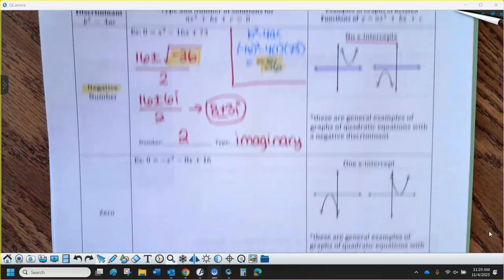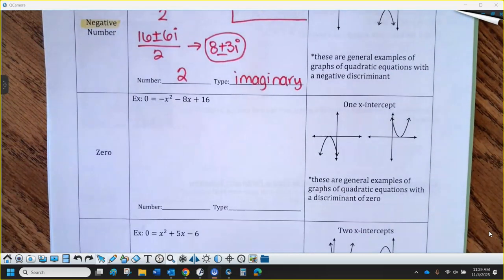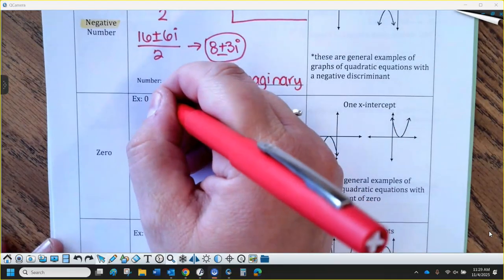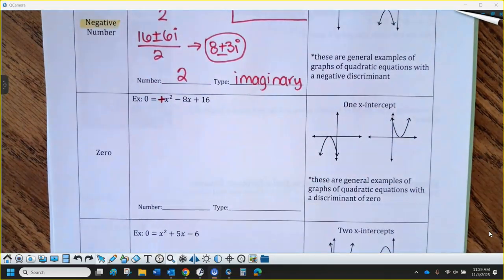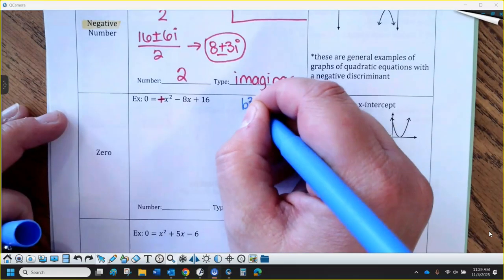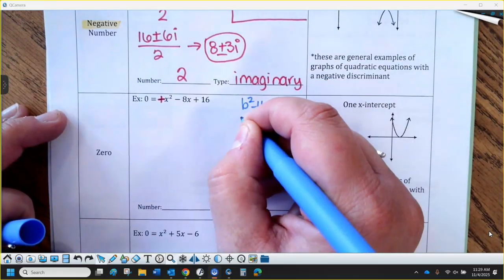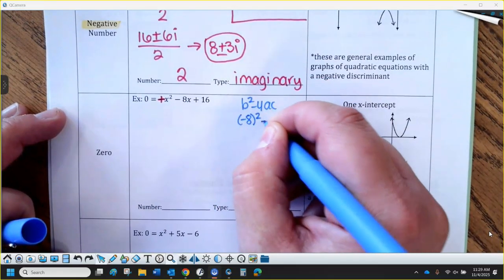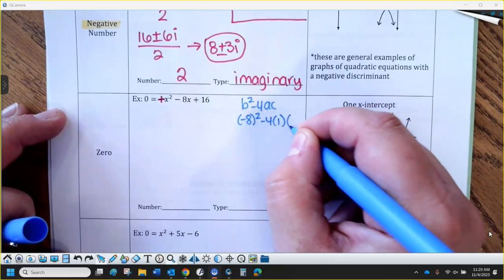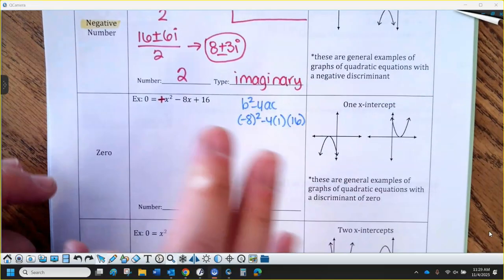Okay, now, second thing that is a possibility, please do me a favor. Change this, it should say positive x squared. Well, it probably should just say x squared, but I accidentally had a negative in front of that. So fix that for me real quick. And this is going to be an example of a discriminant that's 0. So if I do b squared minus 4ac for this question, it'd be negative 8 squared minus 4 times positive 1 times 16.